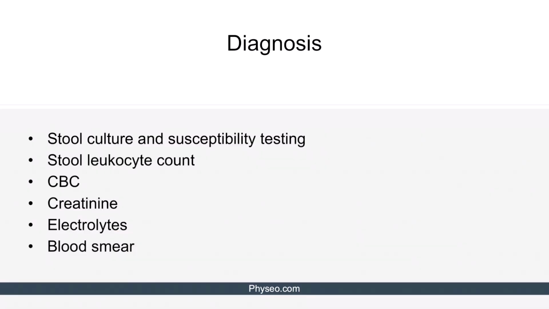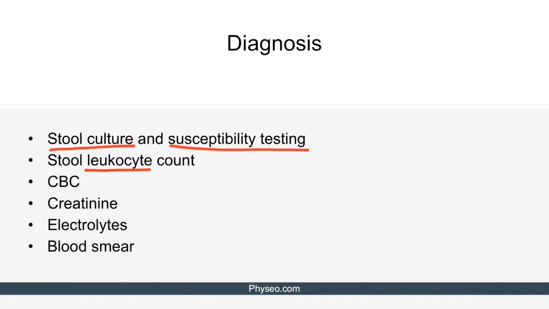On to diagnosis now. The best way to diagnose shigellosis is to perform a stool culture and antibiotic susceptibility testing. Additionally, we should check for leukocytes in the stool. And those will likely be positive because Shigella is an invasive organism, so it would make sense that there would be this immune response with leukocytes present.